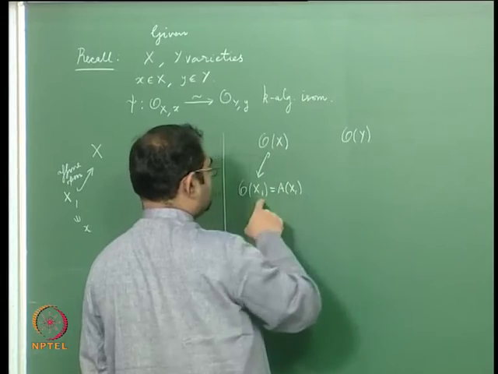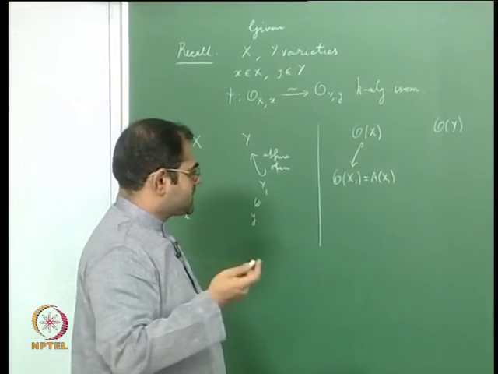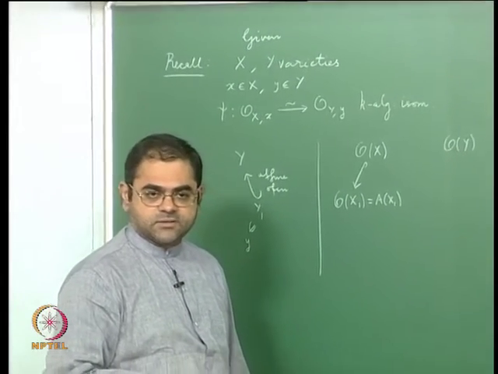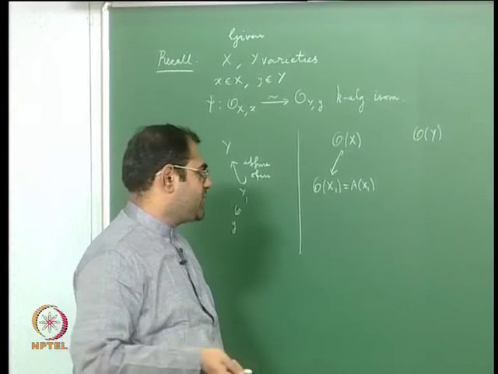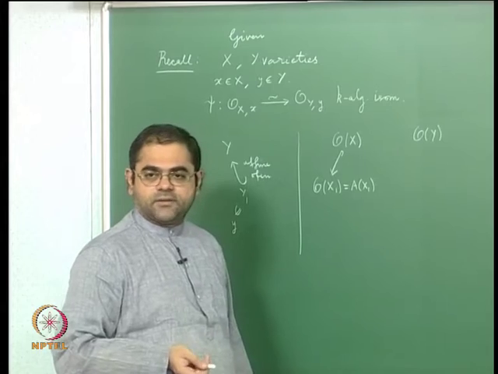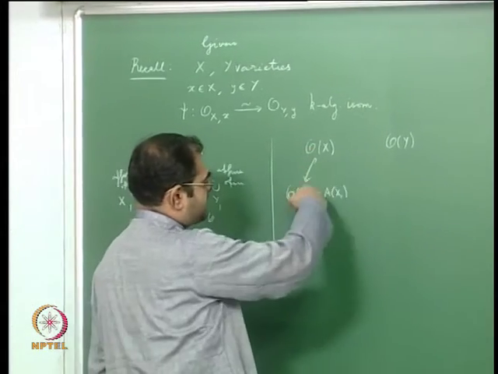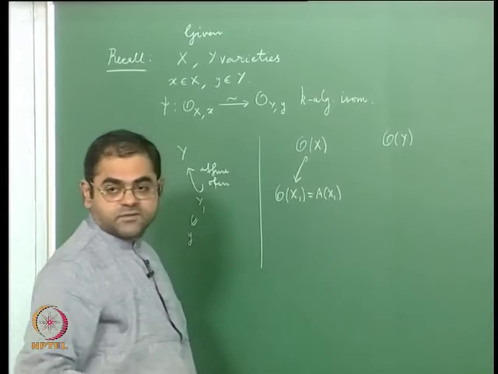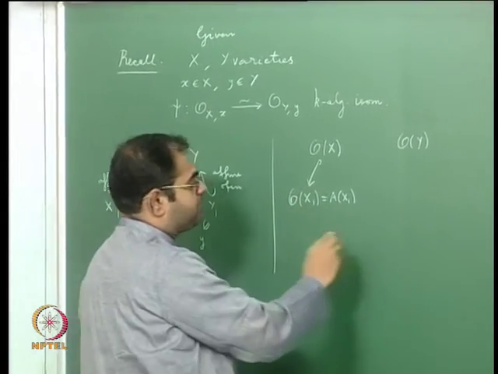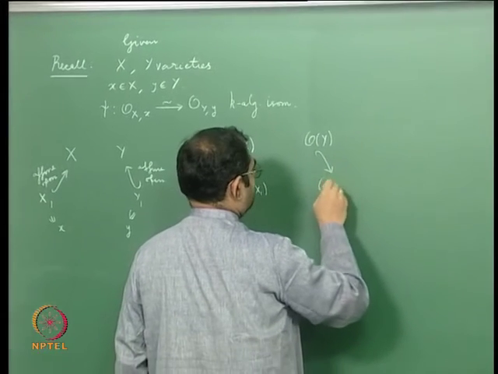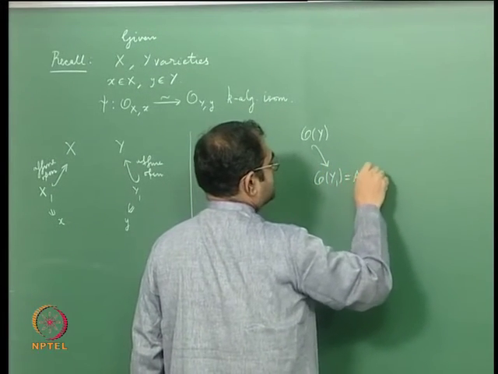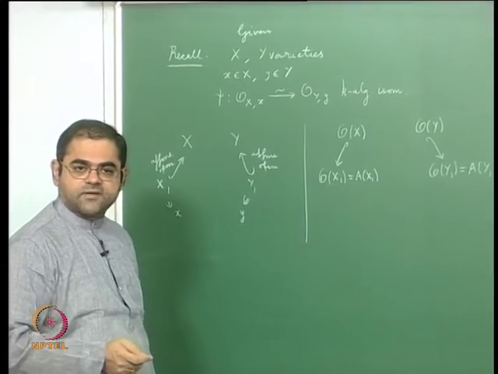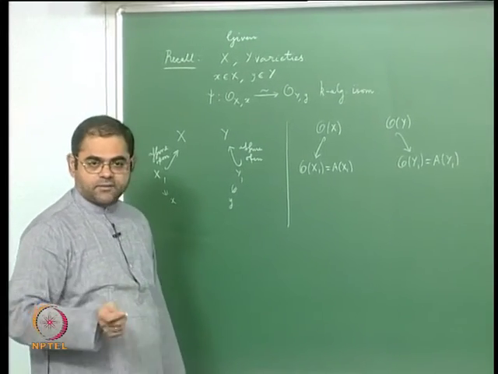And of course this is an injection, because if a regular function is 0 on a proper non-empty open set, then it is 0 everywhere. Another way of saying it is that if two regular functions coincide on a non-empty open set, they coincide everywhere. That's the reason why this map is injective. This map corresponds to restriction of regular functions to the open set X1, and similarly you have an inclusion with O_Y1, and O_Y1 is the same as A(Y1), and O_X1 is the same as A(X1). This is because X1 and Y1 are affine varieties. For affine varieties, the ring of regular functions is the same as the affine coordinate ring.